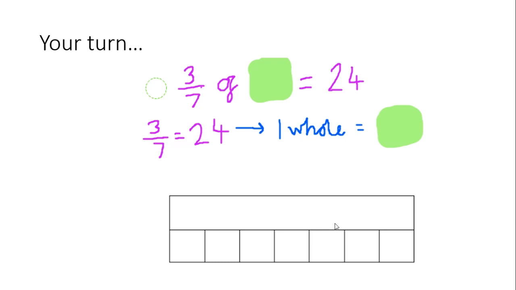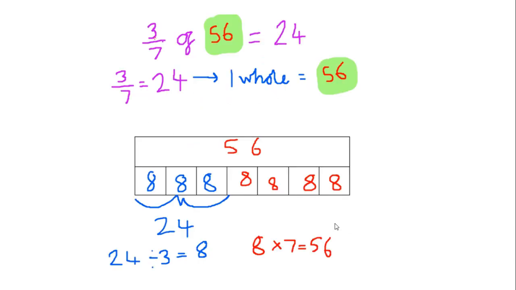Okay, I'm going to put the answer on screen. The answer is 56. I circled 3 of the parts. 3 of the parts are worth 24. So I did 24 divided by 3, which is 8. All the parts have the same number in because they're all equal. So I just put them all back together. So I just did 7 lots of 8. And the answer is 56 using my times table knowledge.